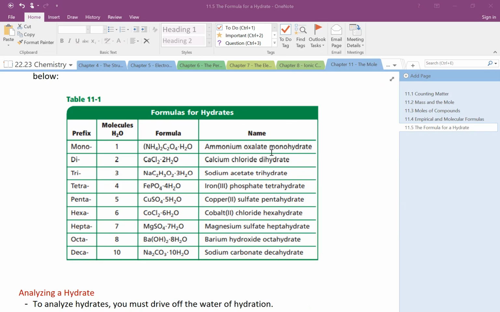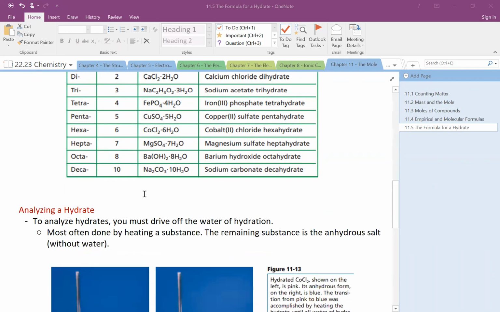So use this table, and use these prefixes. This is going to be something that comes up occasionally. It's not super important that you memorize all these things, as long as you are aware of what those prefixes mean, and that you should have a dot between your formula and your water molecules.